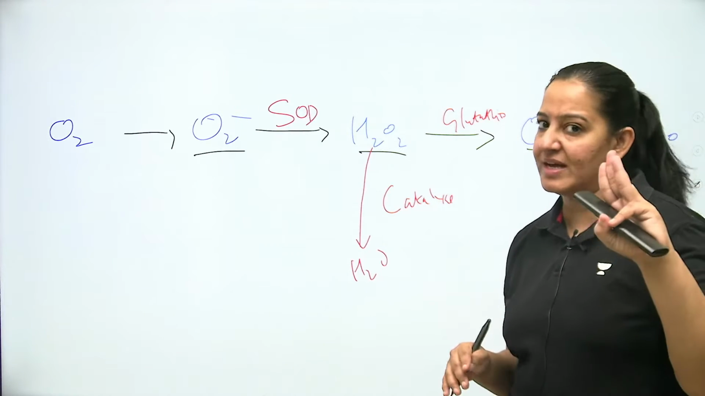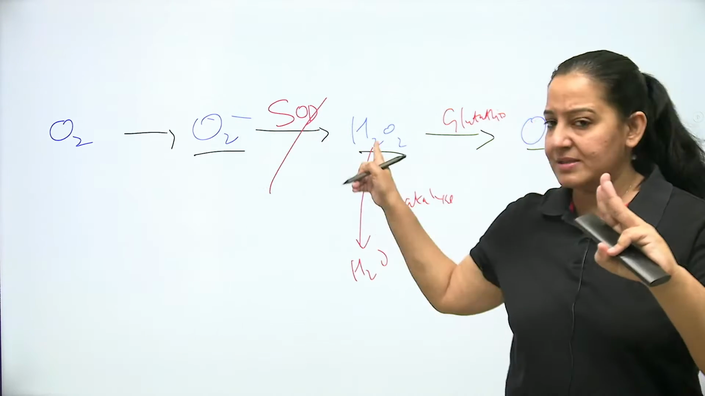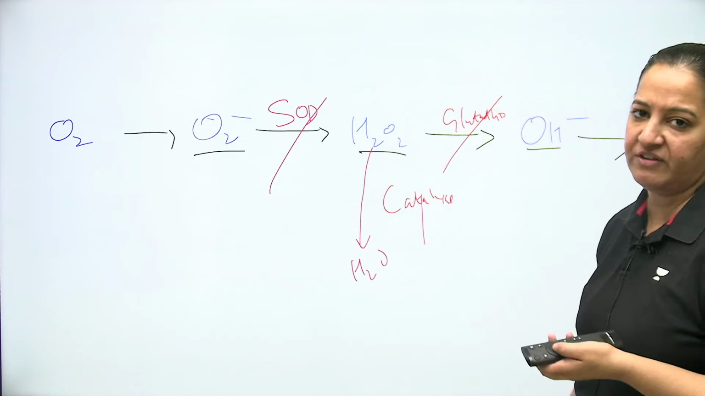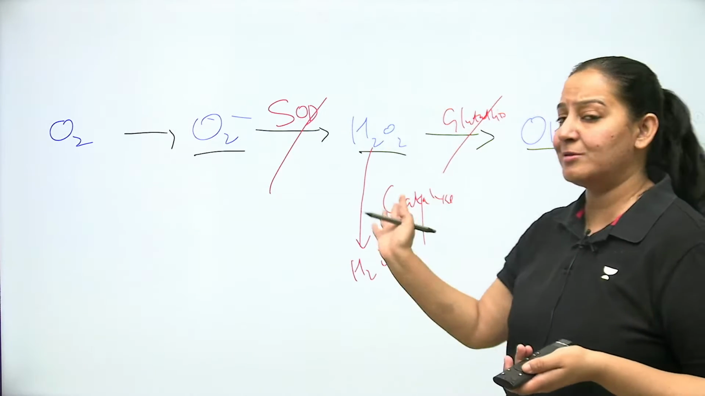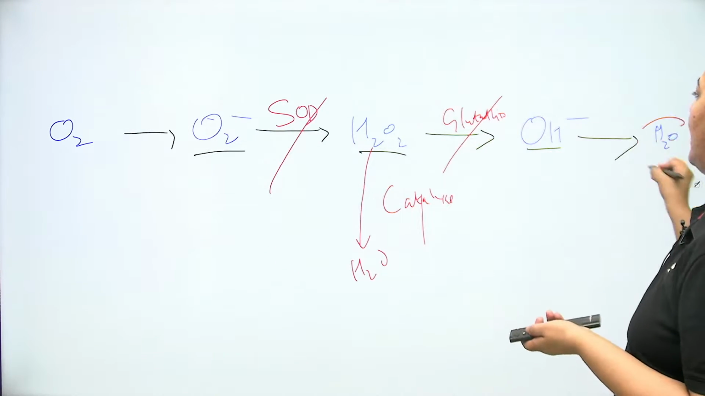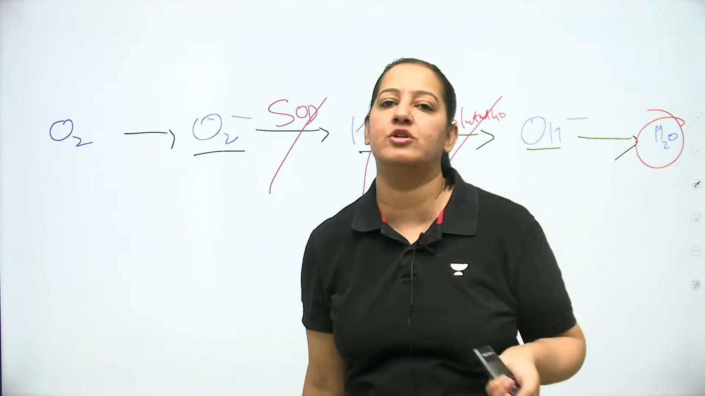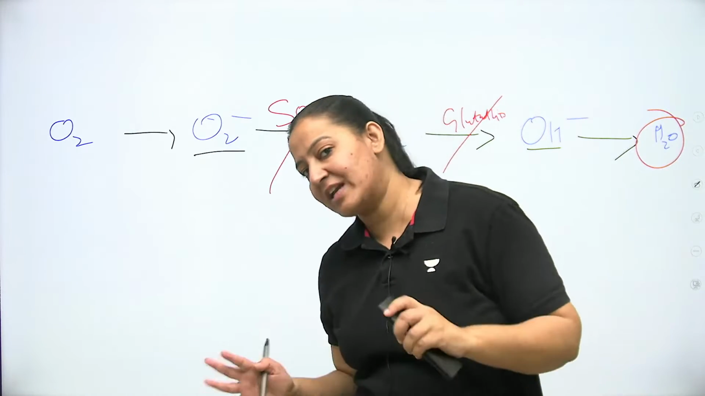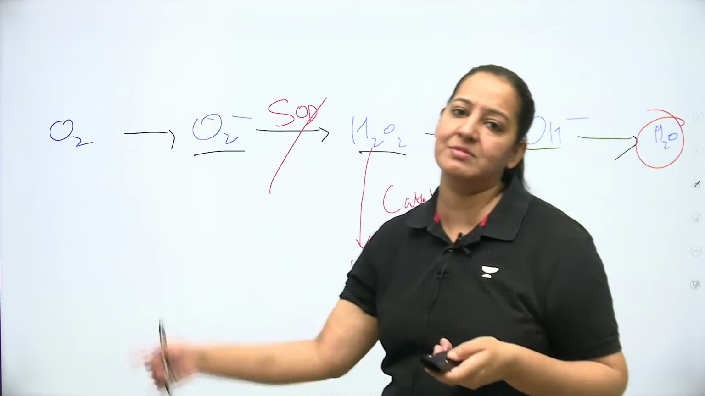Give me a thumbs up. What are the 3 enzymes? Superoxide dismutase, what is it converting? Glutathione, what is it converting? And catalase, what is it converting? Everyone give me a thumbs up. So all these 3 enzymes are basically pushing towards water. Ultimately, we want them to get converted into water because they are reactive. Water is non-reactive. We want to convert the reactive oxygen species into water, and these enzymes are helping in that.